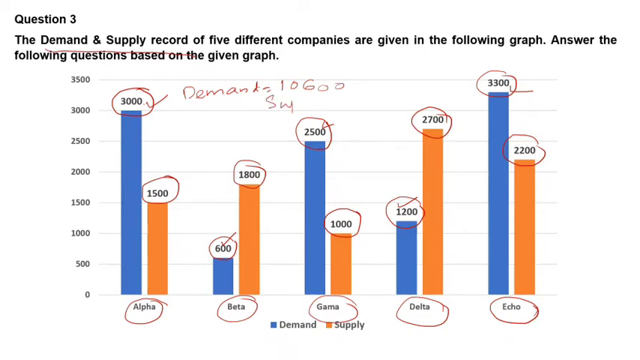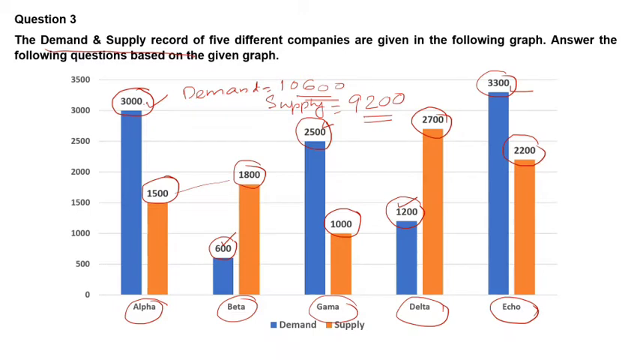And what is the total supply? Total supply, here you have 1500, here you have 1800. So this becomes 3300 plus 1000, 4300, then 4300 and 2700 is 7000, 7000 and 2200, 9200. So supply is 9200. This is the first information you have to note in your notebook or in your question paper. Once you are clear with this data, then we can go to the question and answer the question.